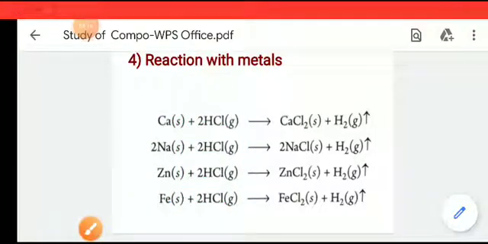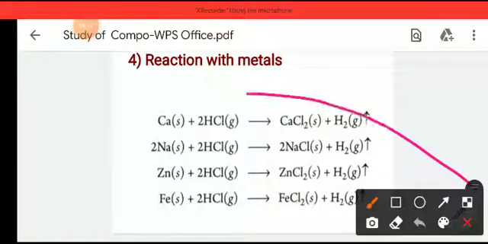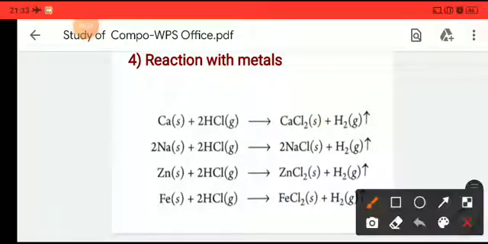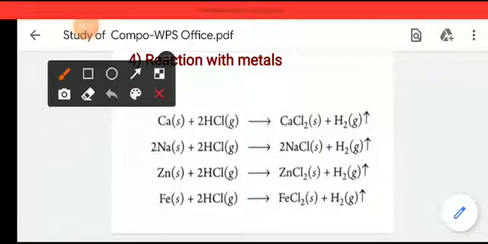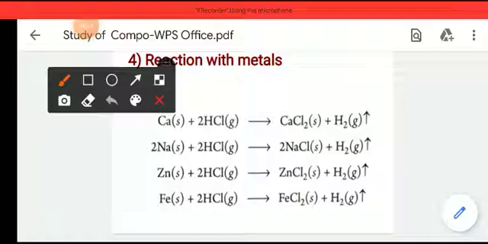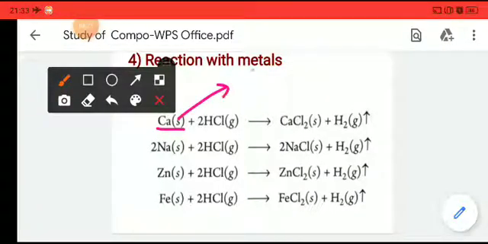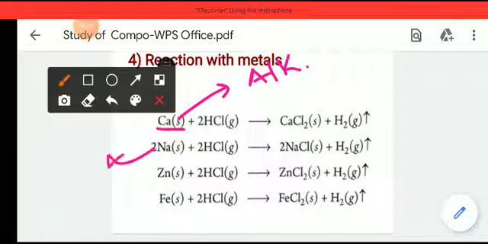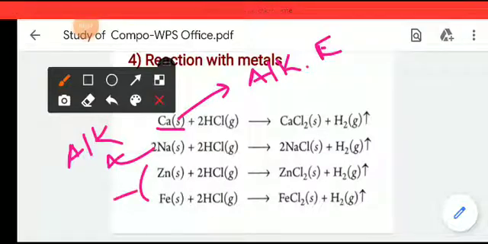Okay, so let me explain to you. Here, calcium is an alkaline earth metal, and sodium is an alkali metal. And zinc and iron are transition metals. Although zinc is not a transition metal, there is some debate on that as well. Okay, so it is not in your syllabus, so you don't have to bother about it.